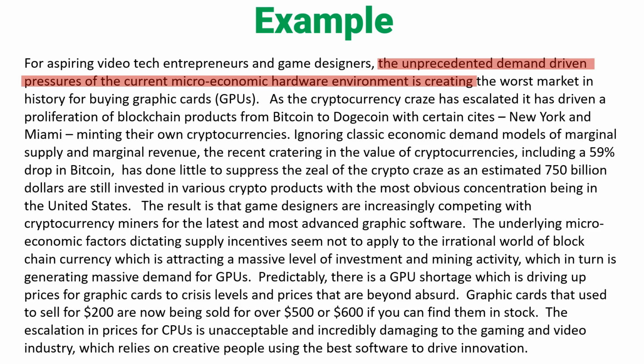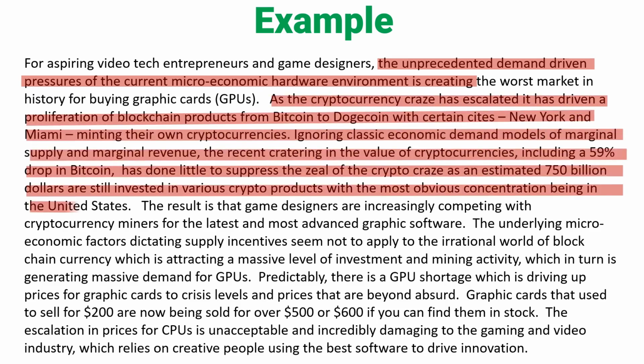But let's read. As the cryptocurrency craze has escalated, has driven a proliferation of blockchain products. Oh my gosh. New York and minting their own cryptocurrencies, classic demand models of marginal. No, we are not reading any of that. We are blah, blah, blahing through that. And we are looking for some word, some sentence that is going to give us some idea of what the author's conclusion actually is. And we get 2 great words.